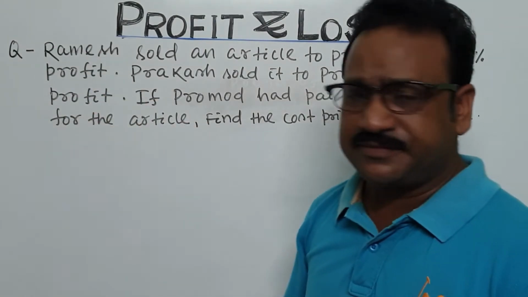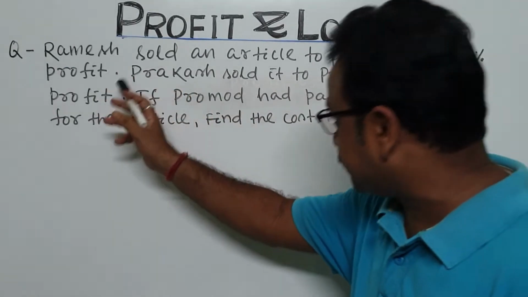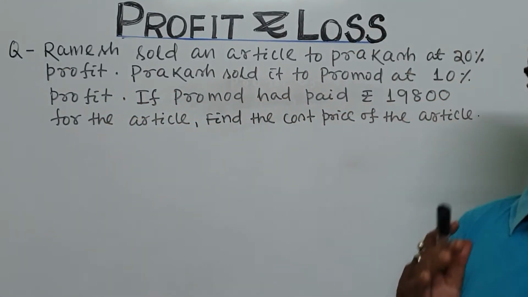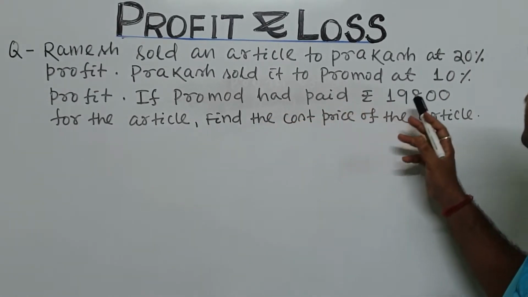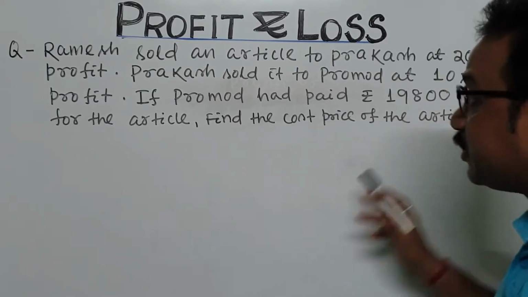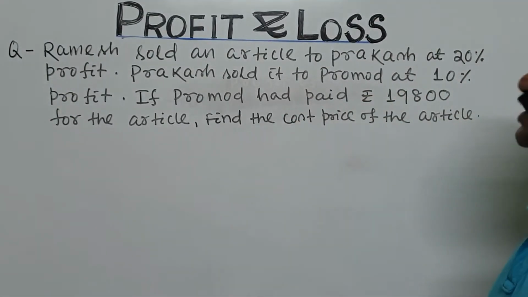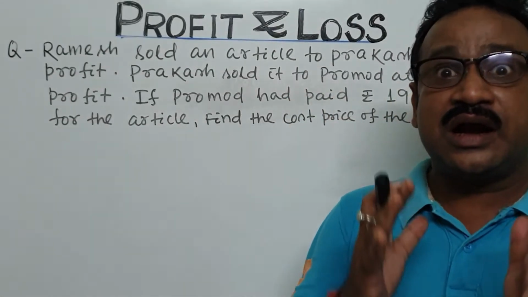So what is the question? Ramesh sold an article to Prakash at 20% profit. Prakash sold it to Pramod at 10% profit. If Pramod had paid rupees 19,800 for the article, find the cost price of the article. Applying the shortcut trick we will solve it.